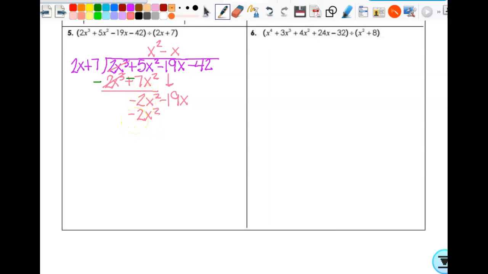And then, let's see, and then negative 7x. So then I change the signs on both so that these zero out, and then I get negative 12. Negative 12x, bring down the negative 42.